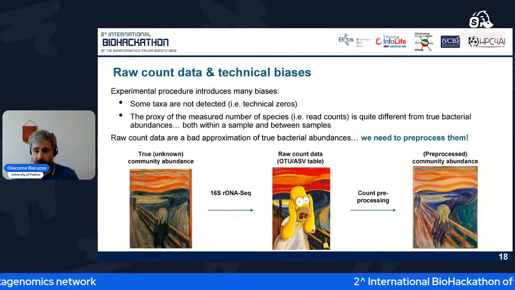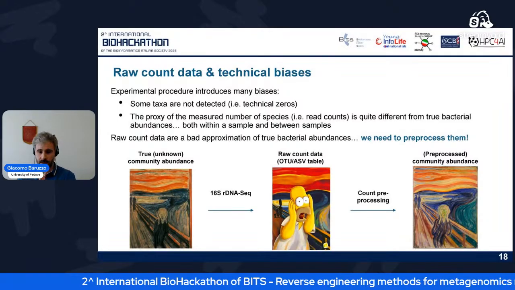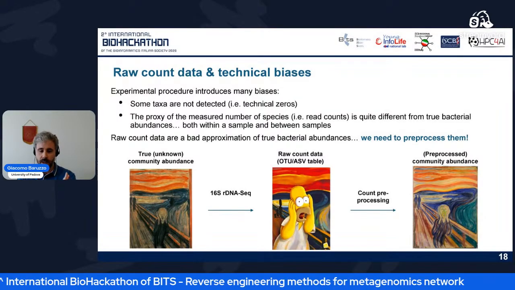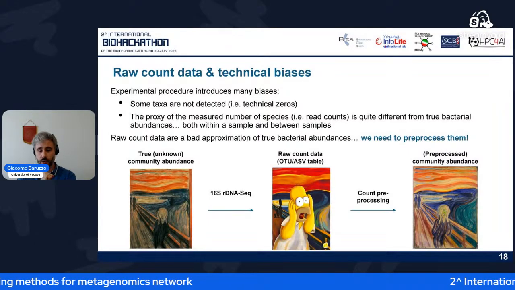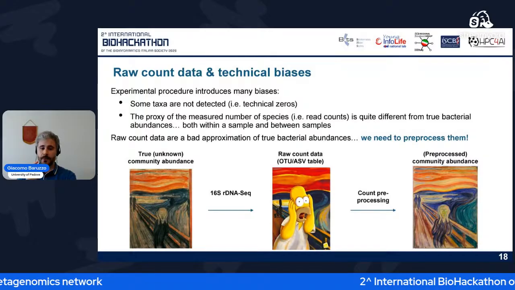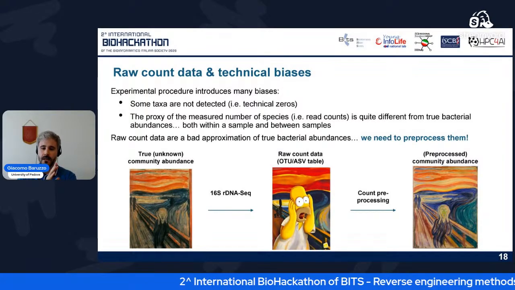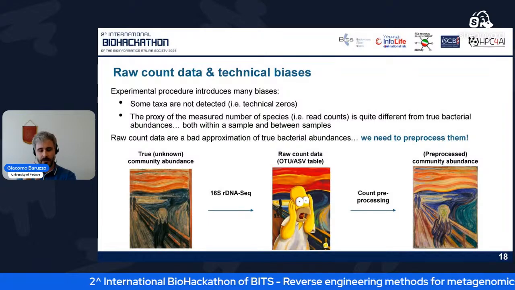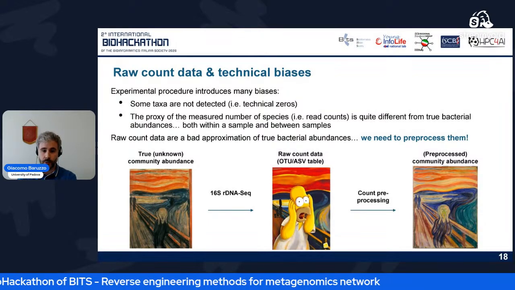This is telling you that if you consider your raw OTU or SPIEC table, this is a very bad approximation of the true community, of the true abundance of the bacterial community that you collect in the different samples. You absolutely need to do some preprocessing. Still, preprocessing is not perfect. It will not allow you to recover the exact absolute abundance of the bacterial community, but still is a lot better approximation compared to using your raw count data.